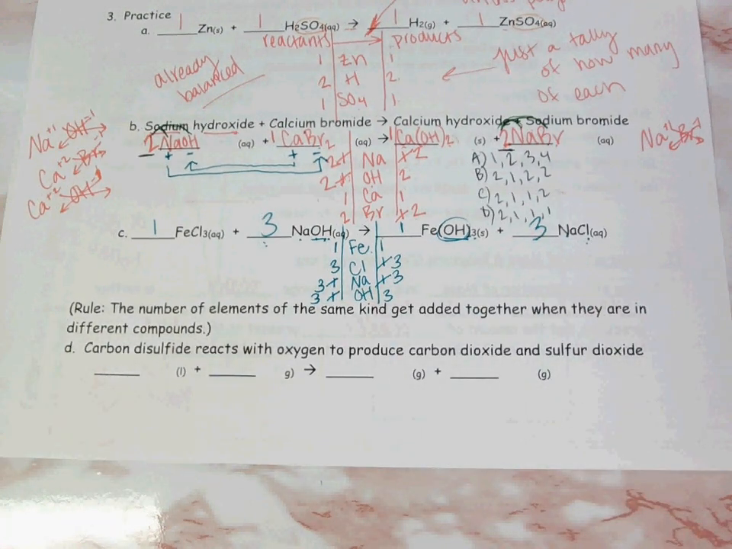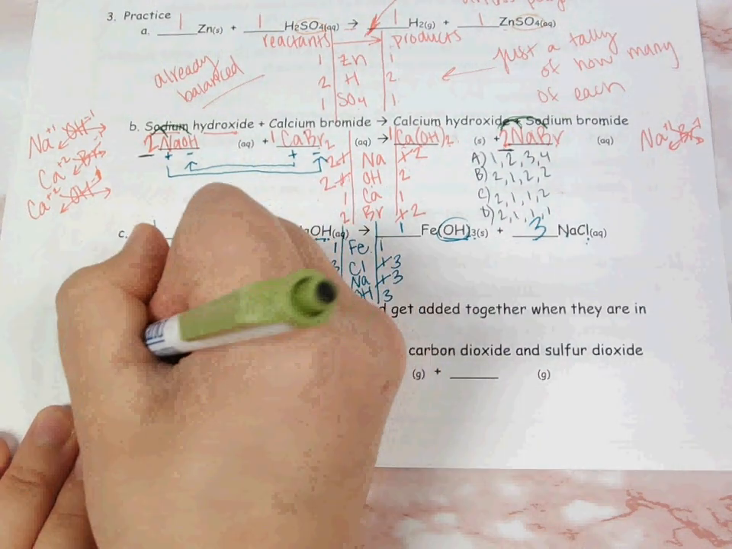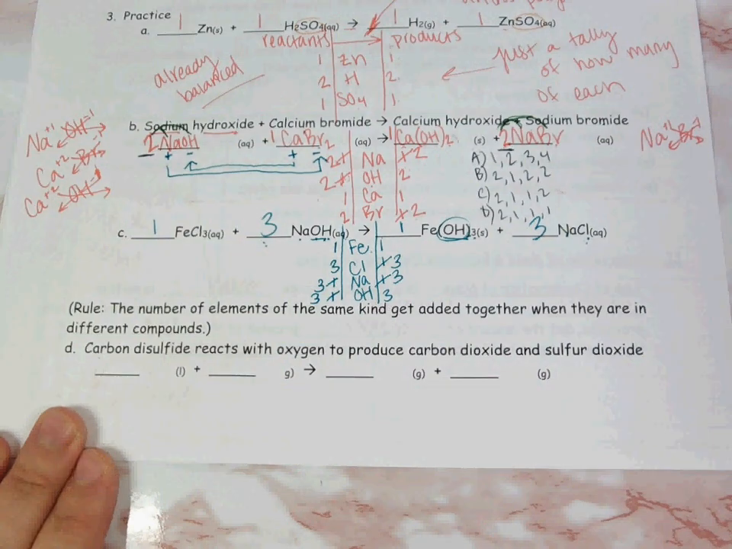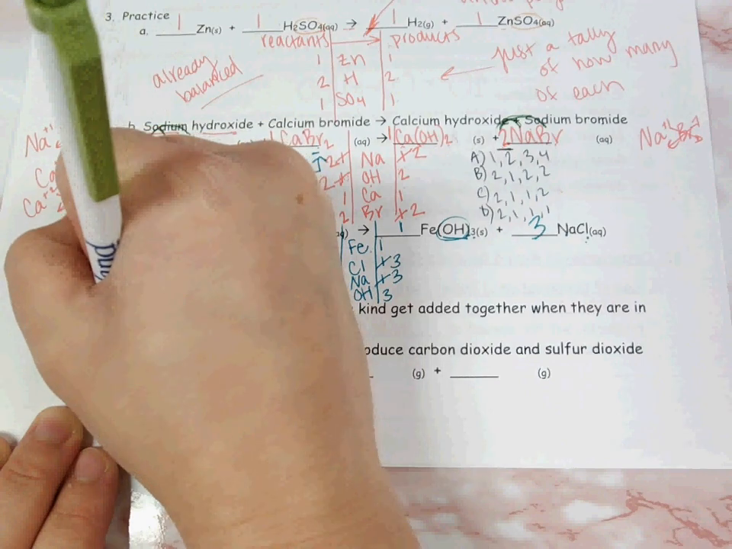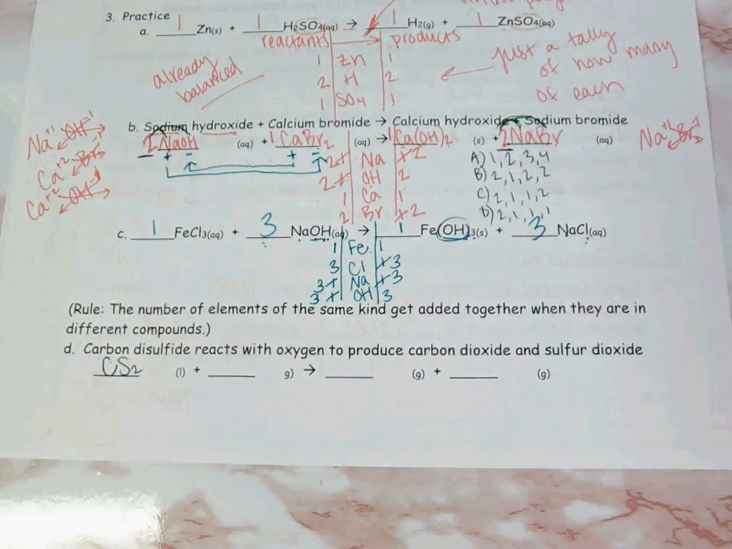It says carbon disulfide reacts with oxygen to produce carbon dioxide and sulfur dioxide. So again, take an extra second to make sure that you have the correct compounds before you start trying to balance. So carbon disulfide tells me I have how many carbons? Okay, and disulfide is S2. So this one's named differently because it's a covalent compound.